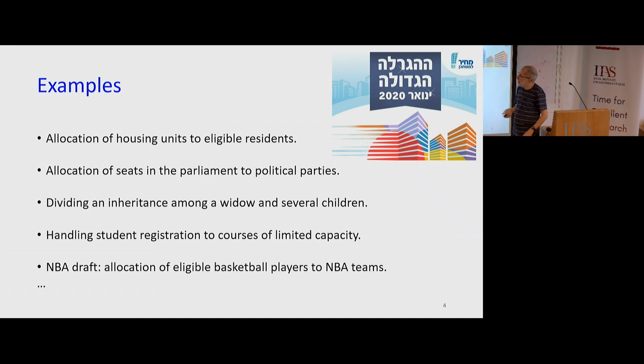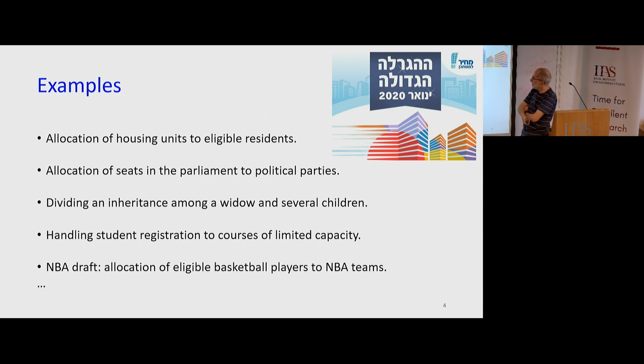So examples, similar to examples that we've seen before, like allocation of housing units to eligible residents, like in Mechir Lamishtaken that I mentioned. There, it is typical that if there's a project in a certain city, those eligible candidates who live in that particular city have priority over those who don't live in this city, so it's unequal entitlement. Allocation of seats in the parliament to political parties: the number of votes that a political party received in the elections determines its entitlement in terms of the number of parliament seats that it gets. Dividing an inheritance among a widow and several children: it could be that the widow is entitled to half the inheritance and each of the two children to 1/4 of the inheritance.